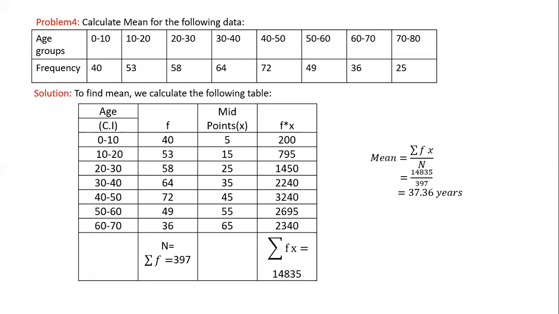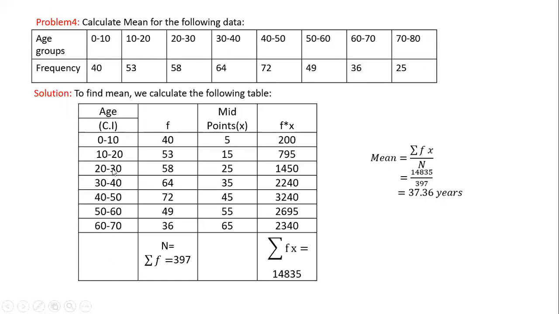Now let's see the grouped data. Here the age groups are given: 0 to 10, 10 to 20, 20 to 30, 30 to 40, and so on up to 70 to 80. Frequencies are 40, 53, 58, 64, 72, 49, and 36. Now we'll see how to find the mean of this grouped data. Age is divided into intervals, and f indicates the frequencies.